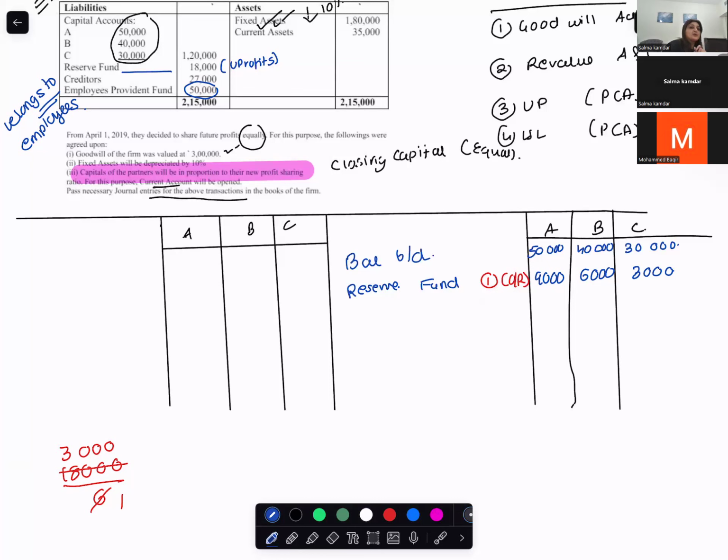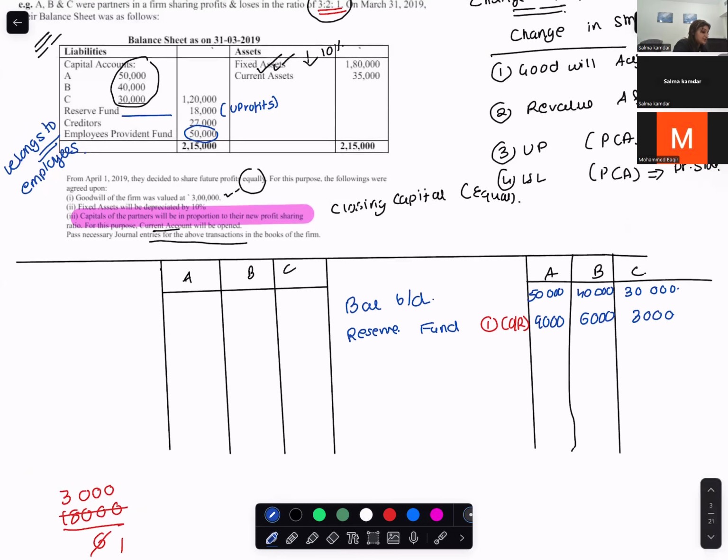It will be given to the employees. So this money will never be distributed to the partners. Are you with me? Yes, ma'am. Okay, fine. Very good. Now let's go ahead.